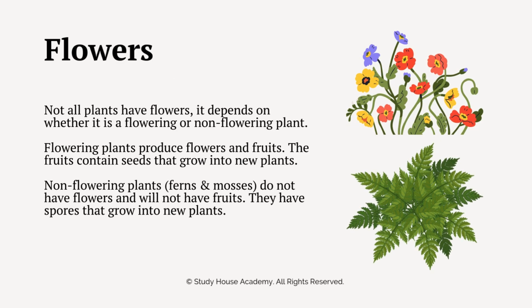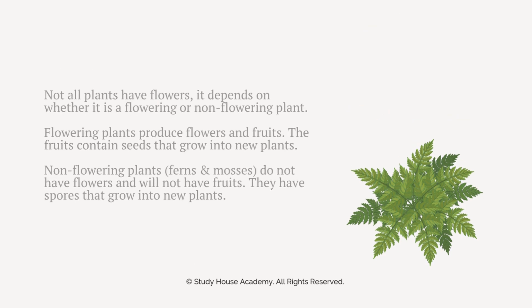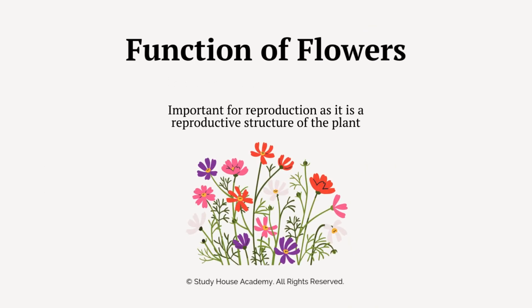For the flower, not all plants have flowers. It depends on whether it is a flowering or non-flowering plant. Flowering plants produce flowers and fruits. The fruits contain seeds that grow into new plants. Non-flowering plants, for example ferns and mosses, do not have flowers and will not have fruits. They have spores that grow into new plants.